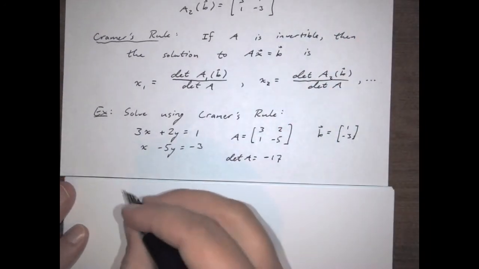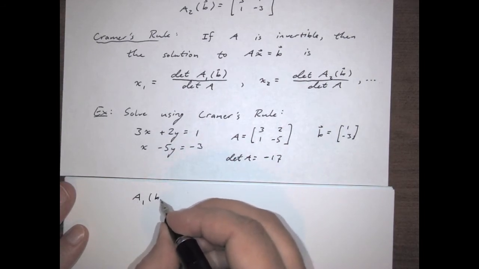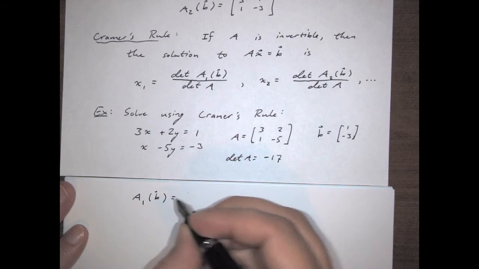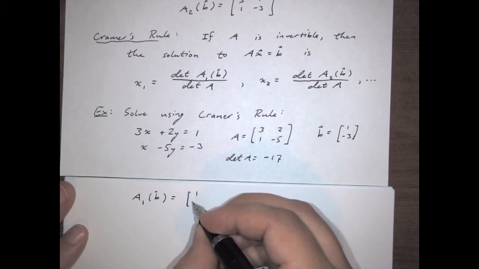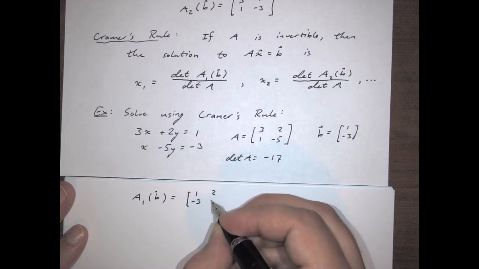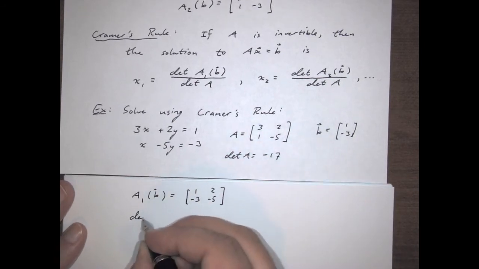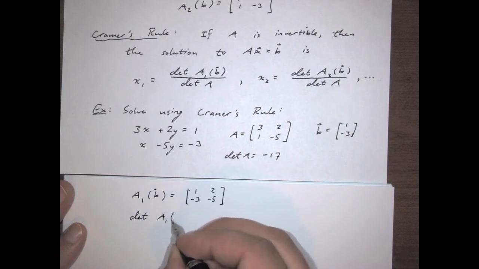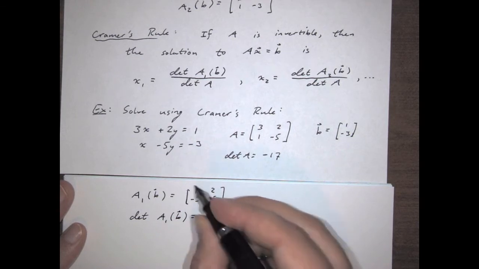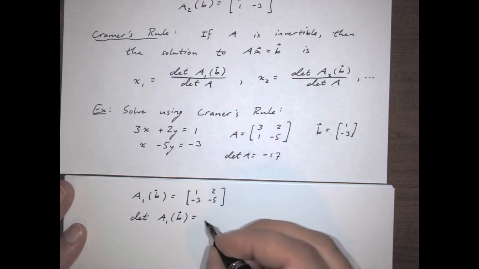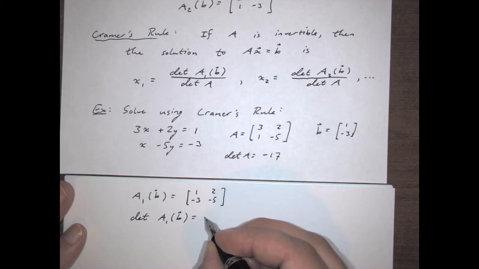And furthermore, if I have A1 of B, that's going to be, as we just said, 1, -3 to -5, which means that the determinant of A1 of B is going to be equal to, so you do 1 times -5 is -5, minus -6, so plus 6, so it's going to be 1.